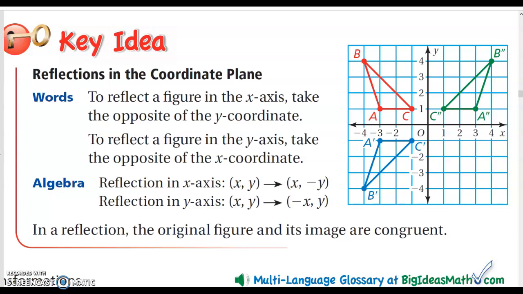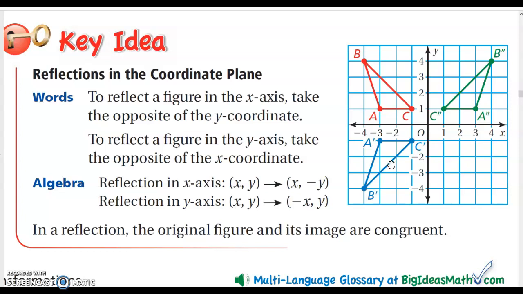If I'm going to reflect across the x-axis, of course, we know our x-axis is here. So if I'm going to reflect from red to blue, I'm going to be making a change to my y-coordinate. In this case, I'm going to be multiplying the y-coordinate by a -1, or doing the opposite.